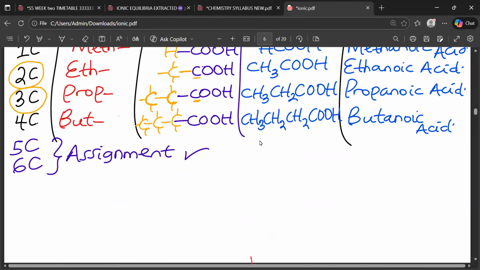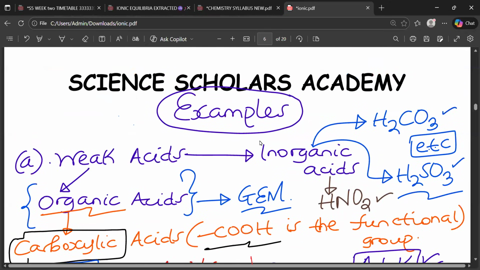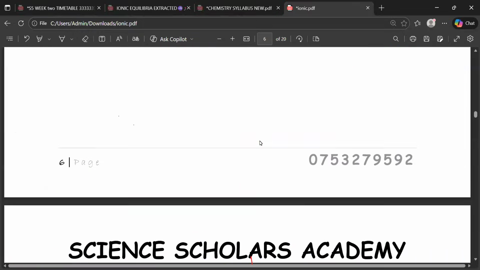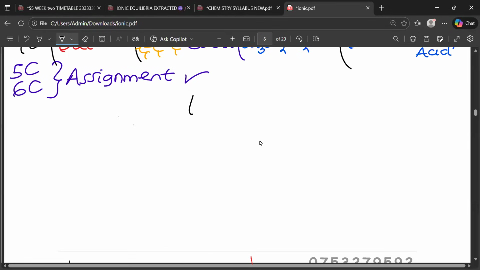Now, the question is about the weak bases. Weak bases. Who can raise up their hand and tell us anything concerning examples of weak bases?